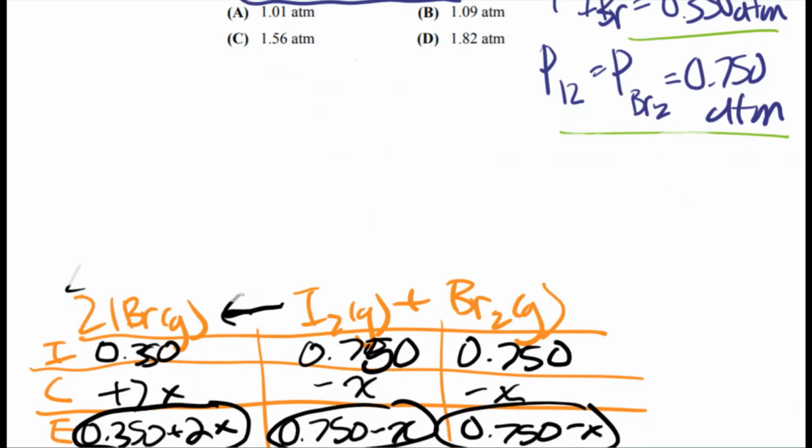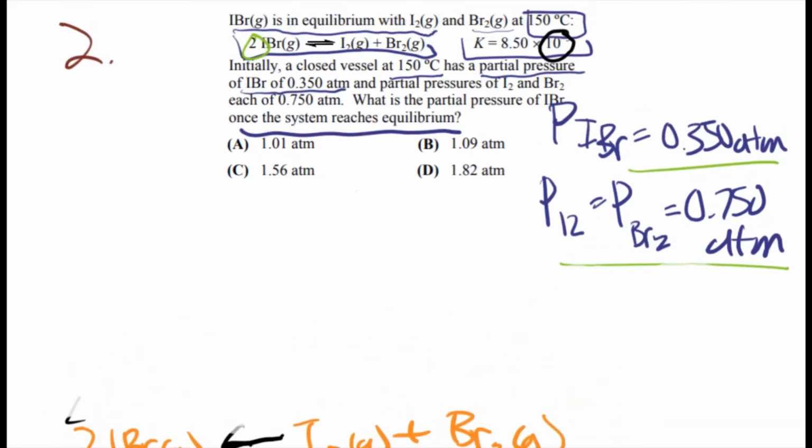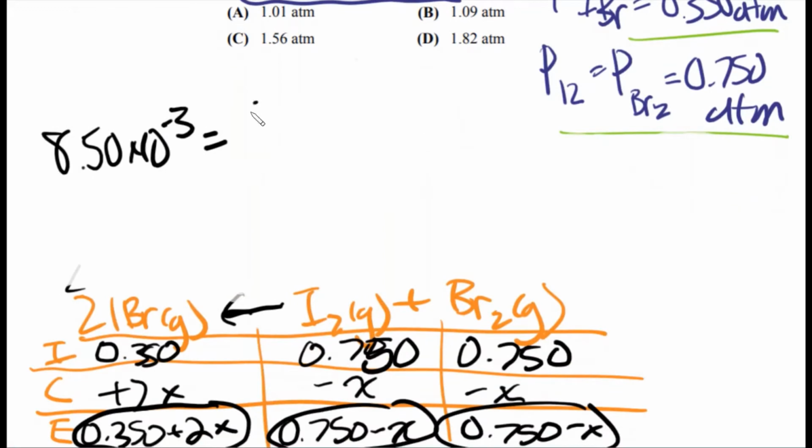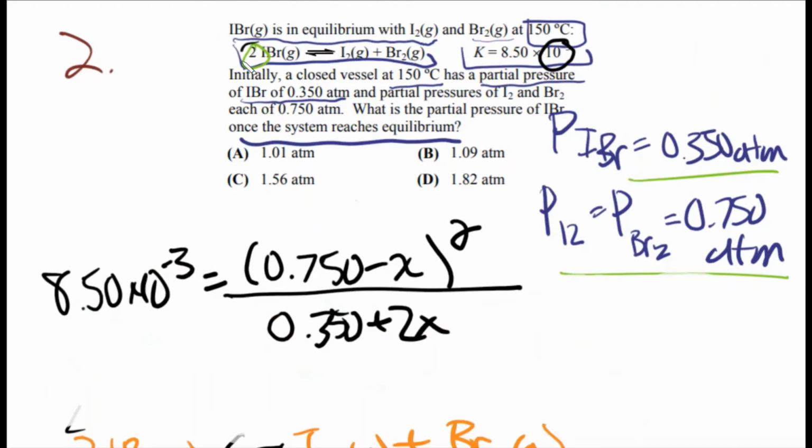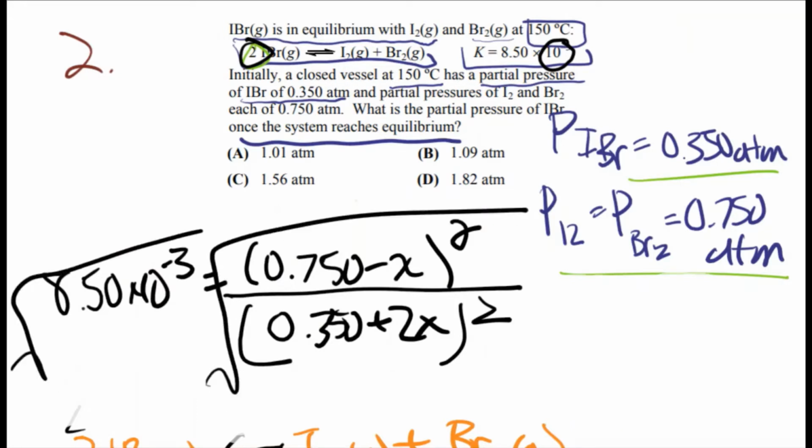And now that we're done, let's say that the K, which is 8.50 times 10 to the negative 3, is equal to, well, it's going to be products over reactants. So our products are going to be 0.750 minus x times the same thing, so it's squared, all over the reactants. So our reactants has 0.350 plus 2x. But remember that our reactant has the coefficient 2, so we have to square all that. And we have this nice equation, which you can actually take the square root of, and that cancels out the squares, so you don't have to use the quadratic equation.